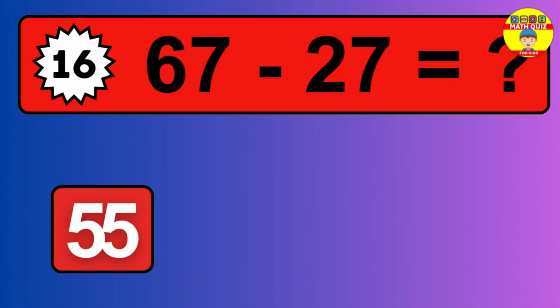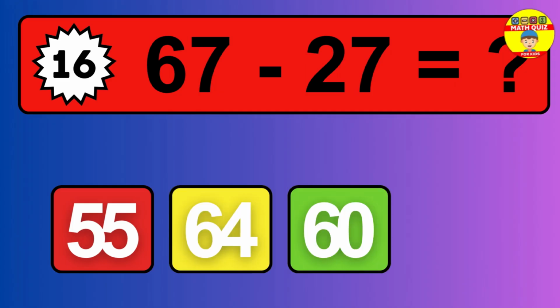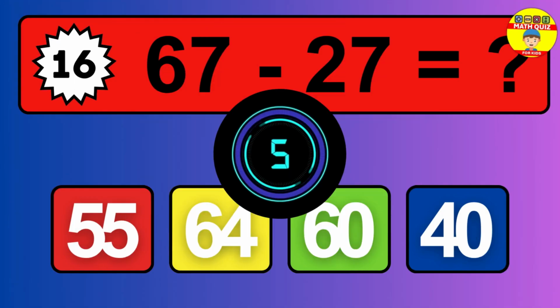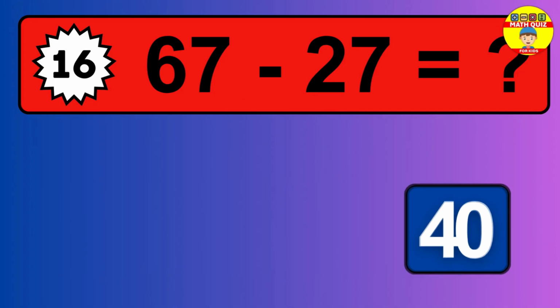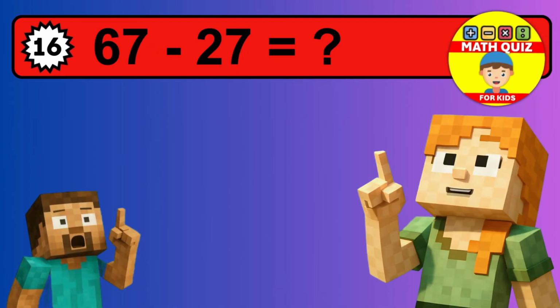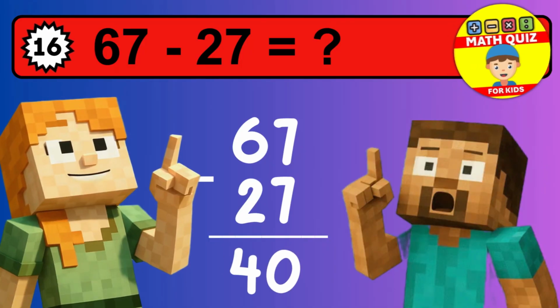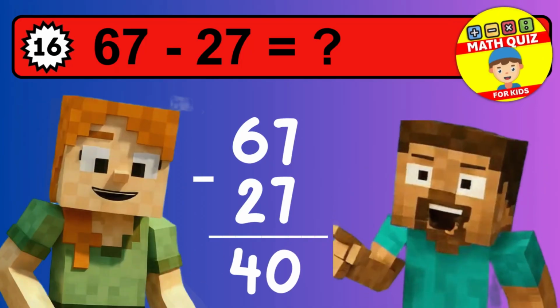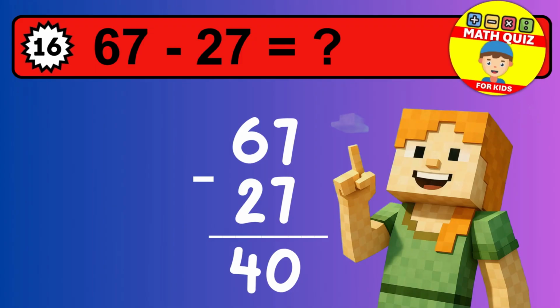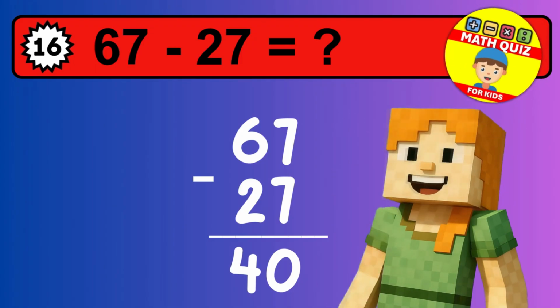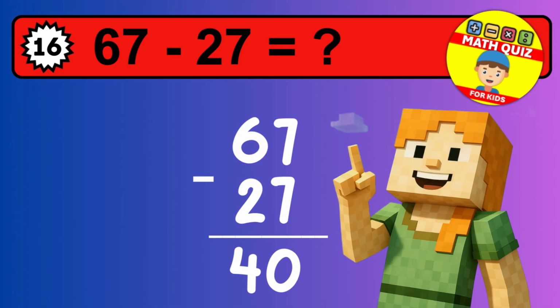What is 67 minus 27? Time to think. Let's solve this step by step. We start with the units. 7 minus 7 is 0. Then we go to the tens. 6 minus 2 is 4. The final answer is 40.